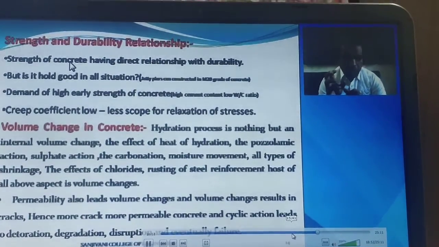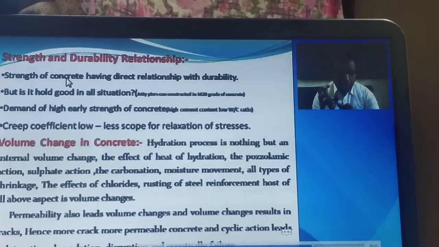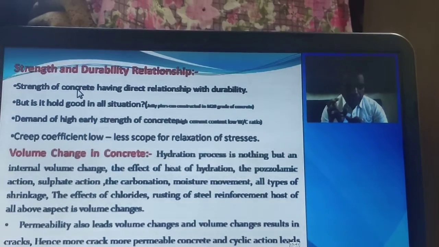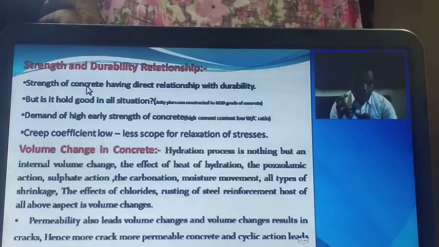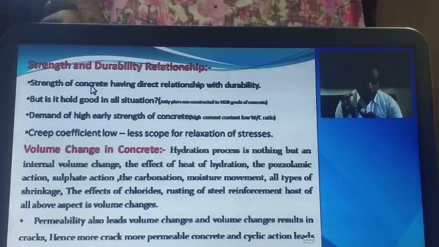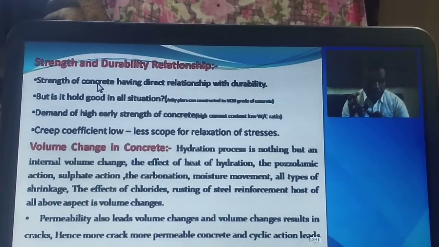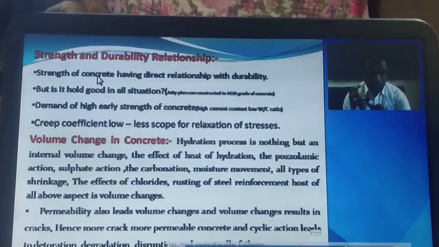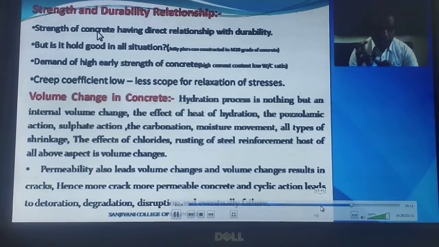Now, volume change in concrete. The hydration process is nothing but an internal volume change. The effect of heat of hydration, Pozzolanic action, sulfate action, carbonation, moisture movement, all types of shrinkage, the effects of chloride, and rusting of steel reinforcement are all aspects of volume change. Due to all these aspects, the hydration reaction, Pozzolanic action, sulfate action, carbonation and moisture movement cause a change in volume.